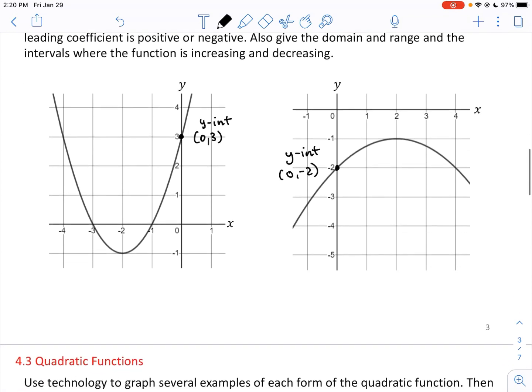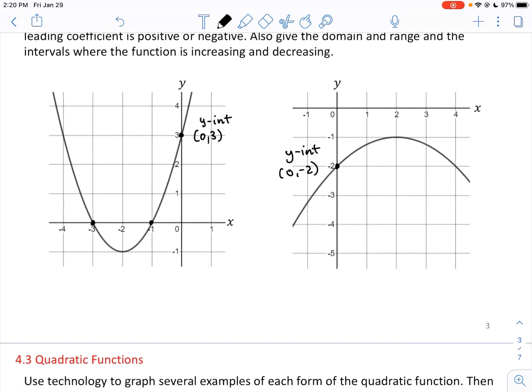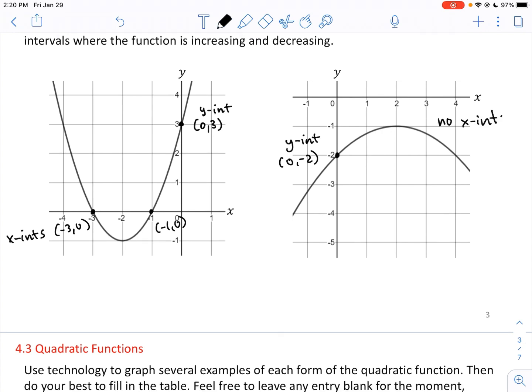The x-intercepts are the other kind of intercepts. This one appears to have two x-intercepts: (negative 3, 0) and (negative 1, 0). This other one has no x-intercepts. Not every parabola has to cross the x-axis. In fact, it's possible for a parabola to have only one x-intercept. Think about what that might look like.